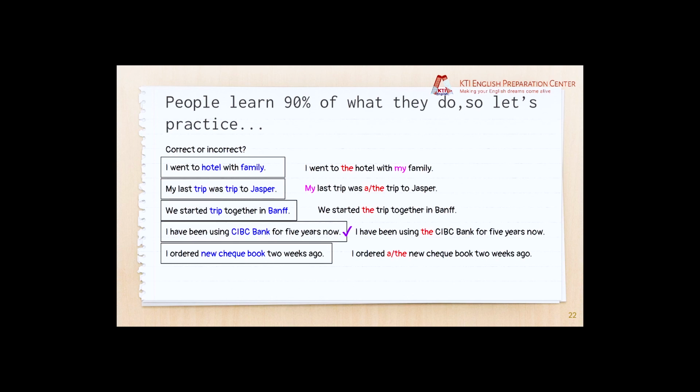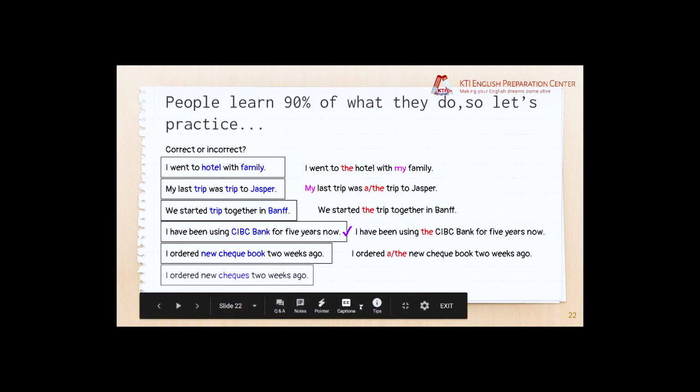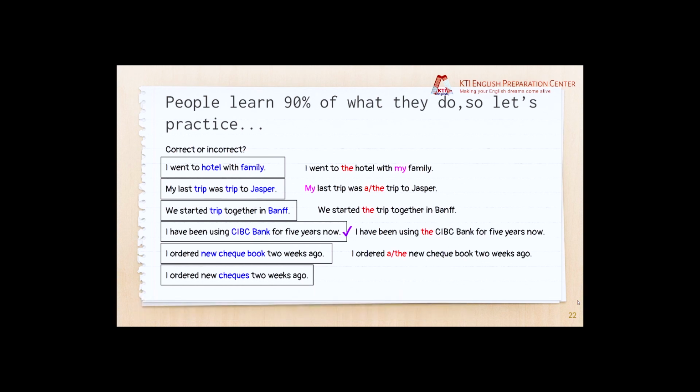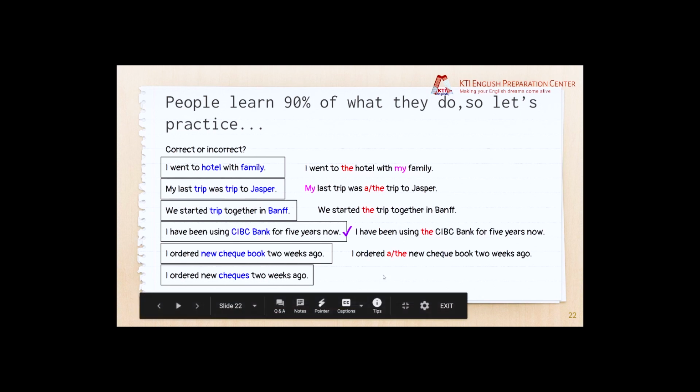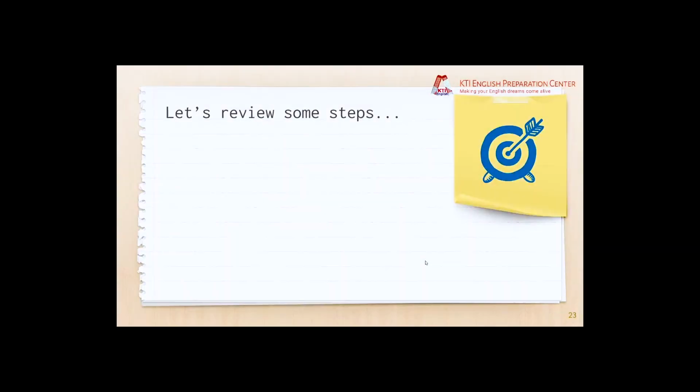I ordered the new checkbook 2 weeks ago. If you're just saying to your friend, yeah, I ordered a new checkbook 2 weeks ago, it's going to be coming. You're not being as specific. And I ordered new checks 2 weeks ago. Checks is your noun. Those are the things we write on to give money or to pay for things. And it is plural. So plural countables, I don't need a determiner for.